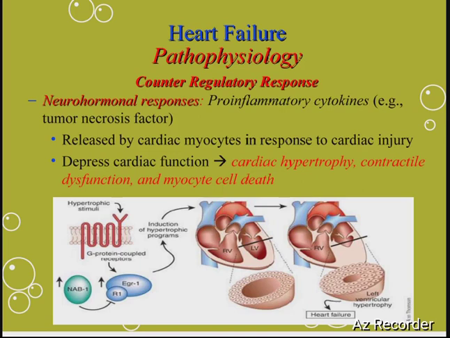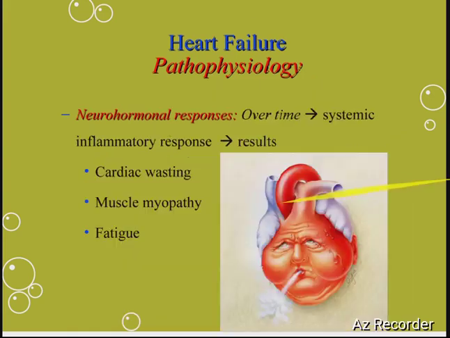Neurohormonal responses. Pro-inflammatory cytokines, for example tumor necrosis factor, are released by the cardiac myocytes in response to cardiac injury. This represses cardiac function, causing cardiac hypertrophy, contractile dysfunction and myocyte cell death. While speaking about the pathophysiology of the neurohormonal responses, over time they lead to a systemic inflammatory response. This results in cardiac wasting, muscle myopathy and fatigue.